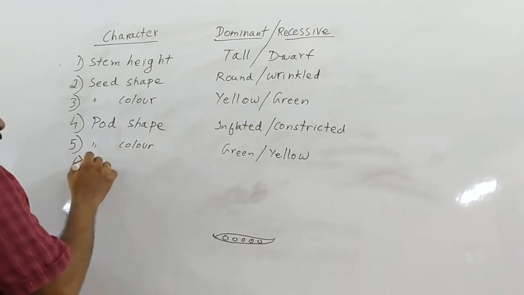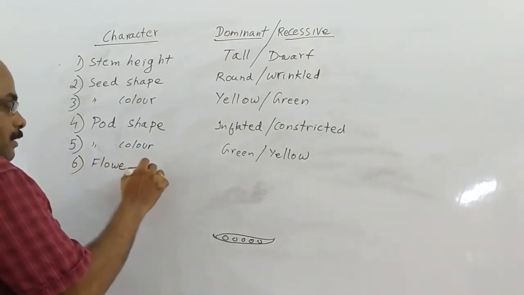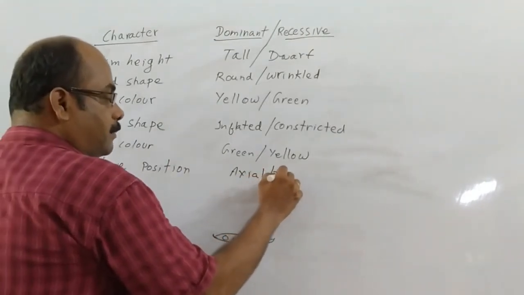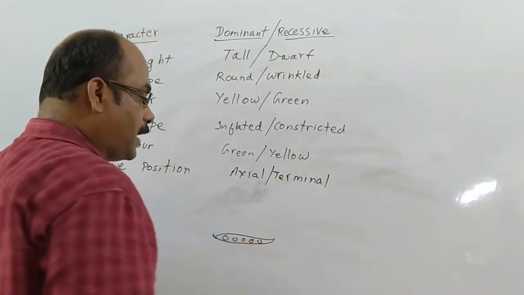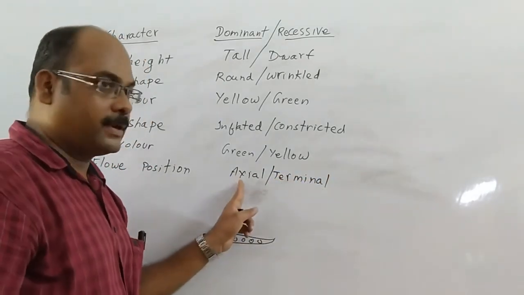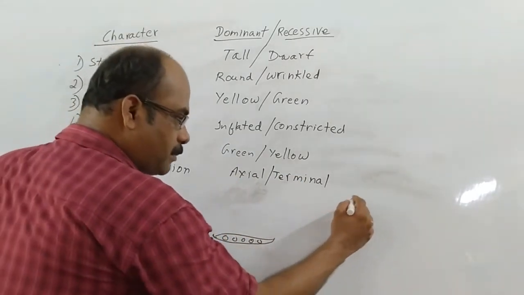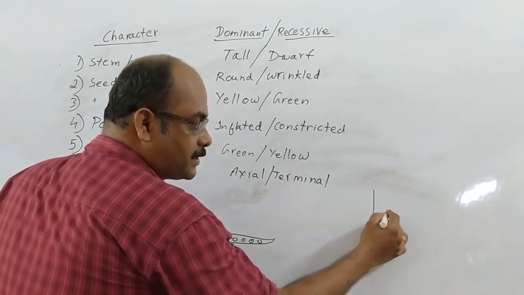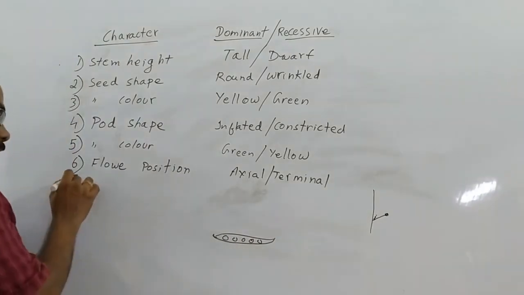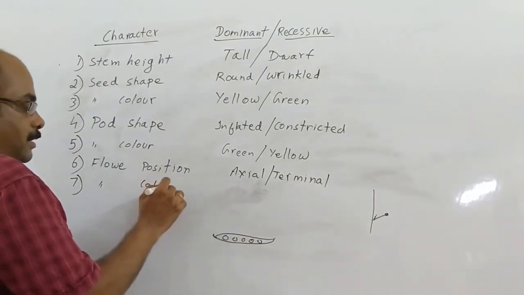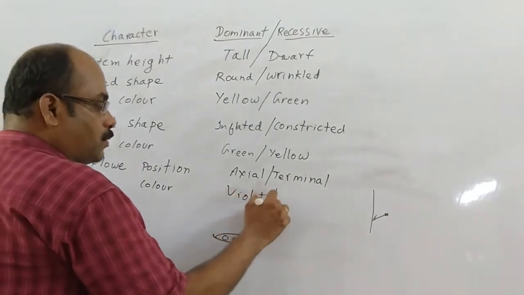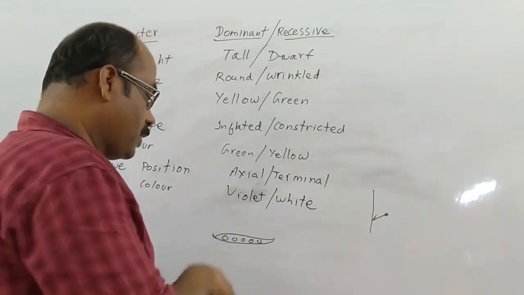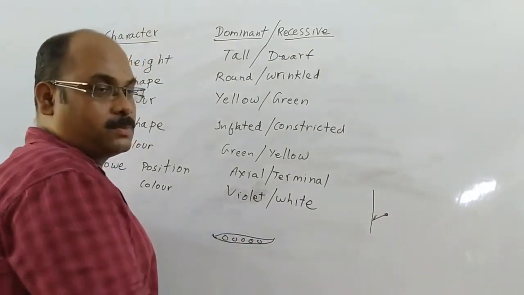Then the sixth one, flower position, axial and terminal. Axial is dominant, terminal is recessive, so you will take A. Axial means it will be seen in between, on the stem and branch. If it is seen here, it is axial. If it is at the tip, it is terminal. Then the last one, flower color, violet and white. Violet is dominant, white is recessive. You take capital V for violet and small v for white.